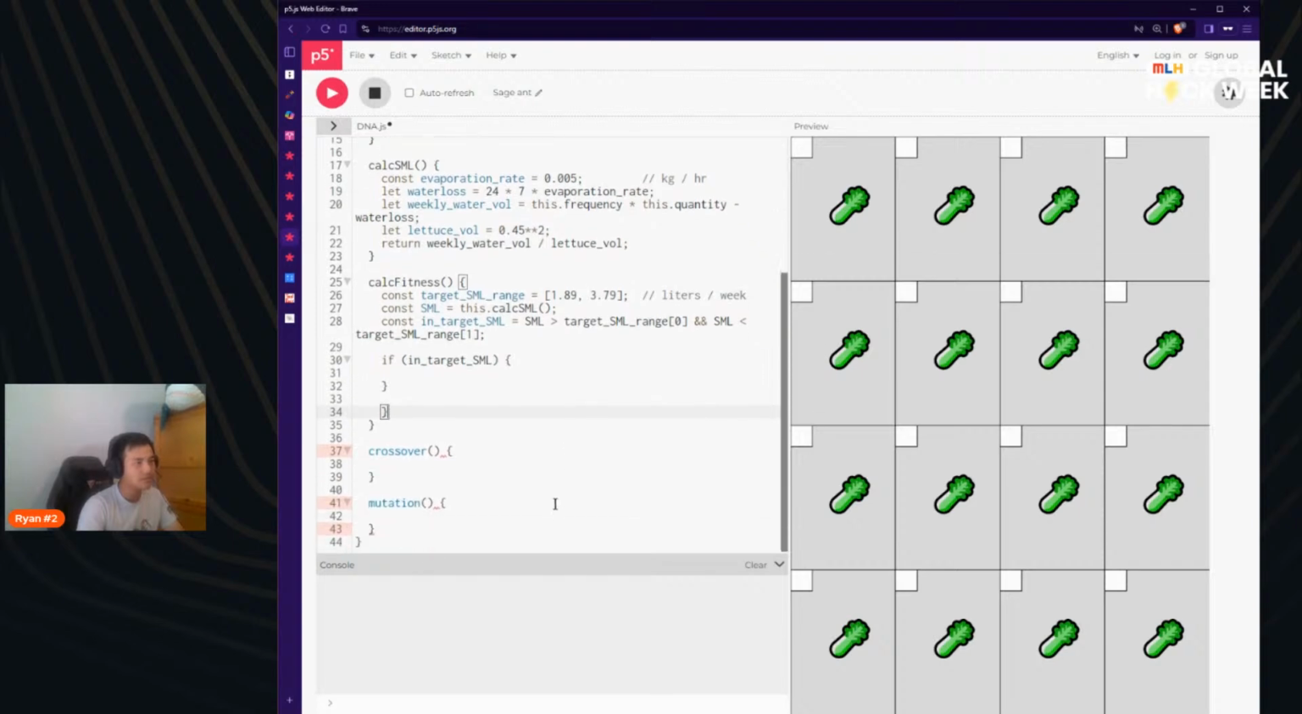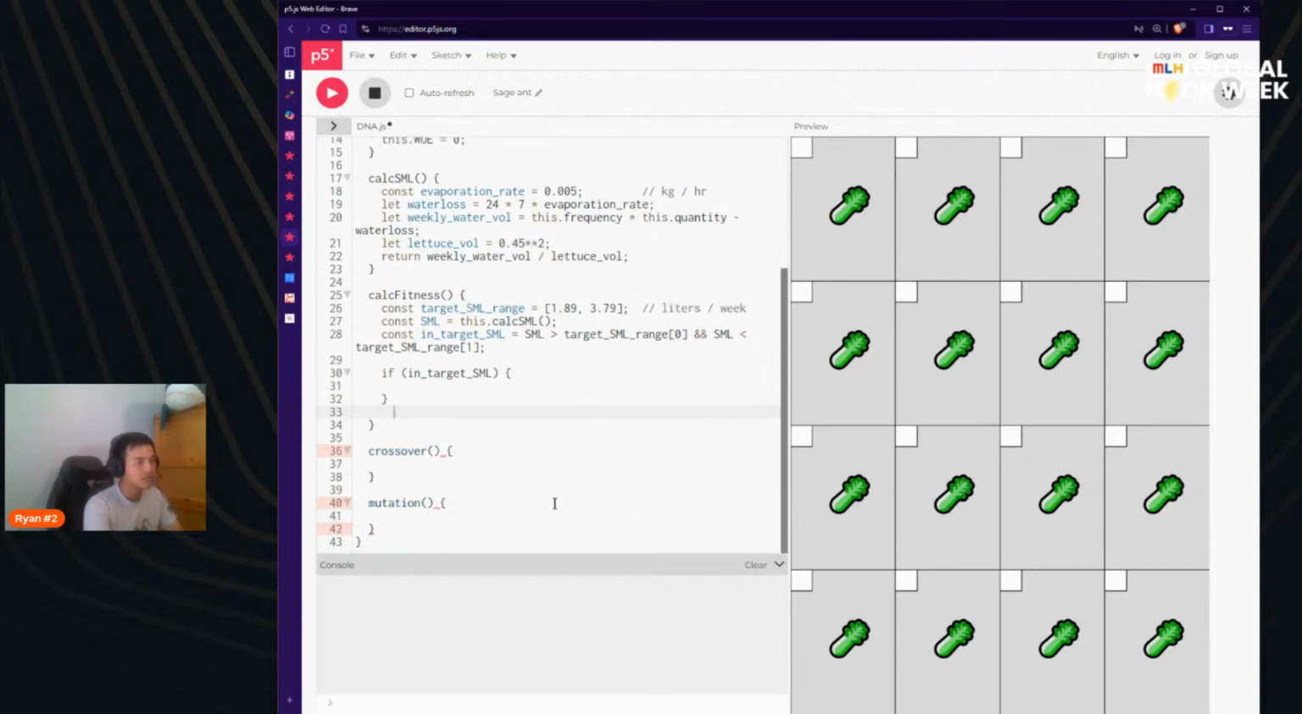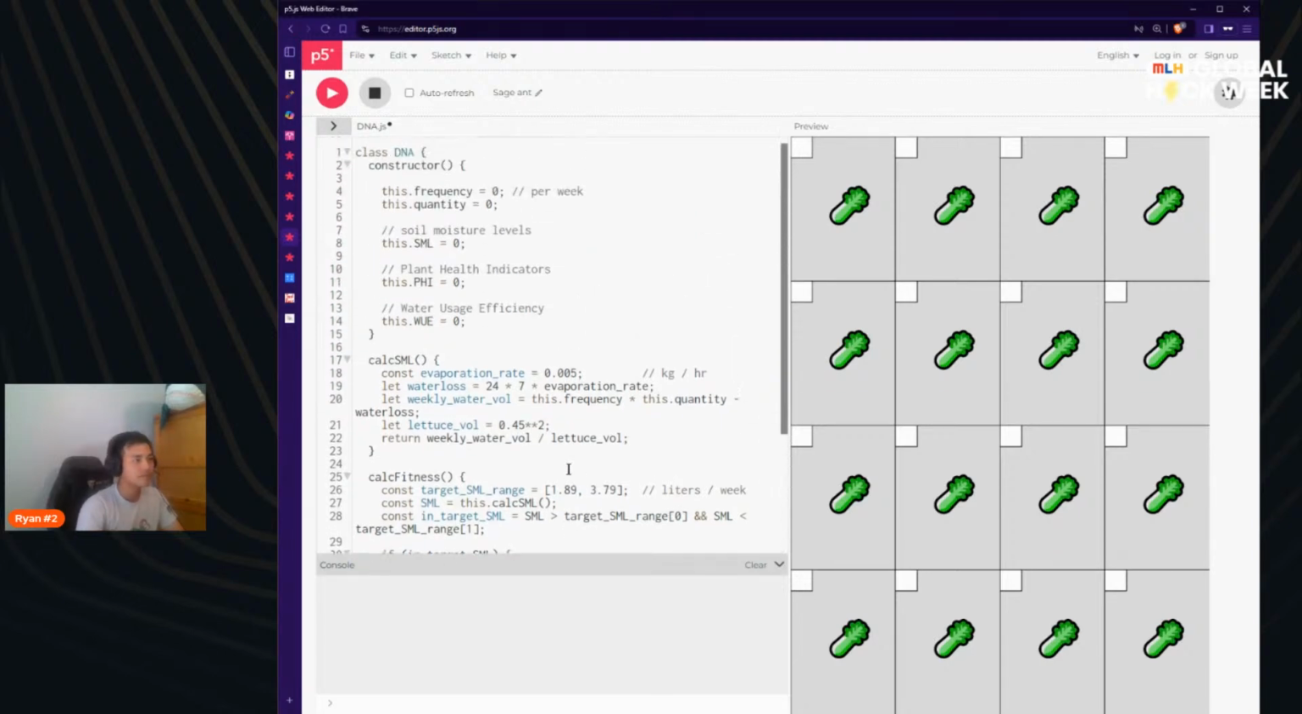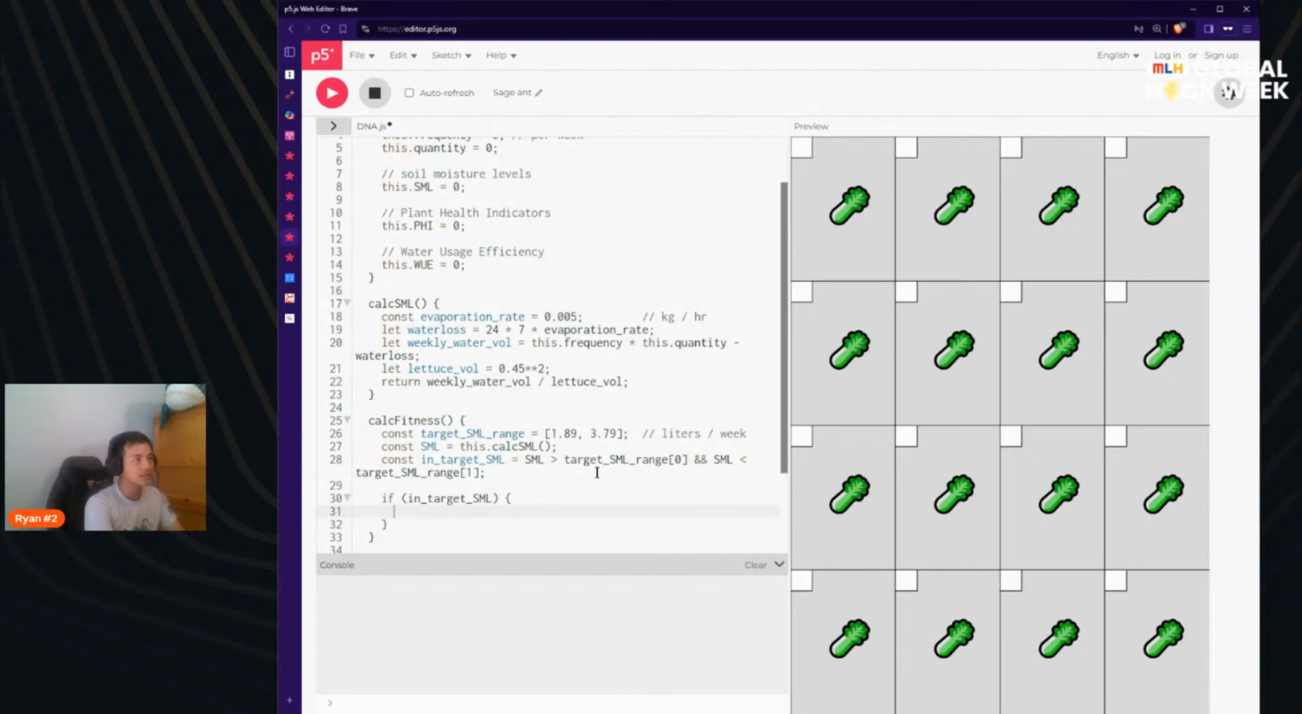Yeah, we had an extra curly brace there. Yeah, that was an extra one. Okay. So if it is in the target's soil moisture level, then that's good. The fitness score goes up. This dot phi plus equals 1.